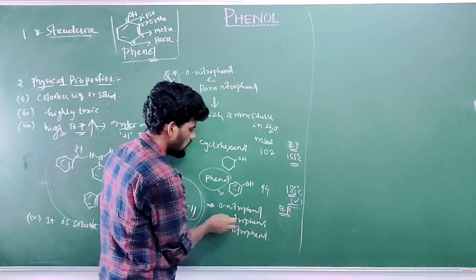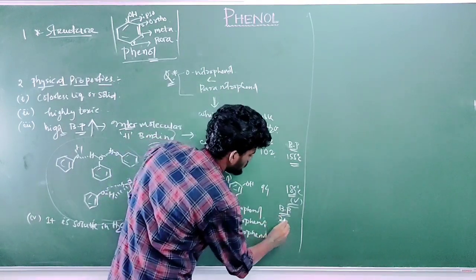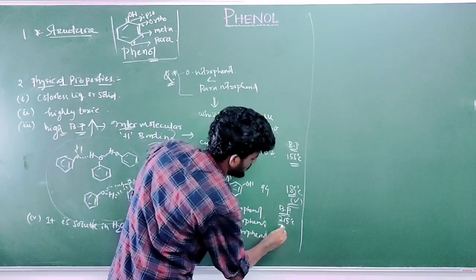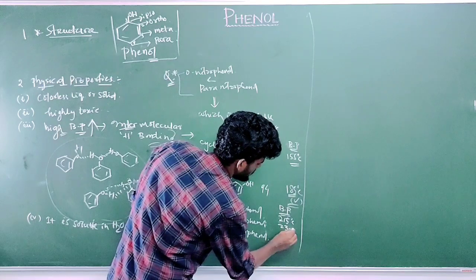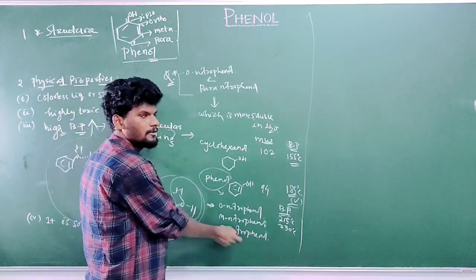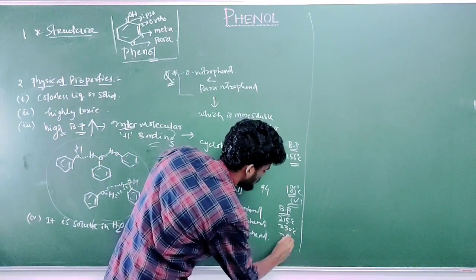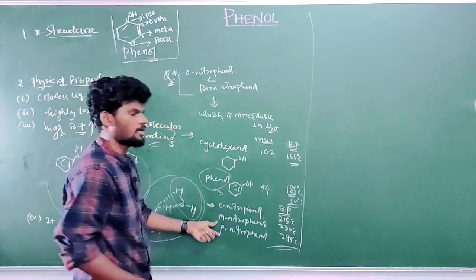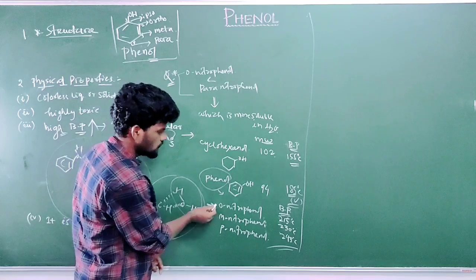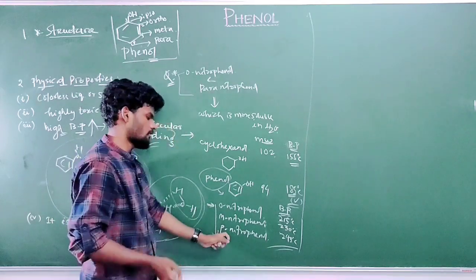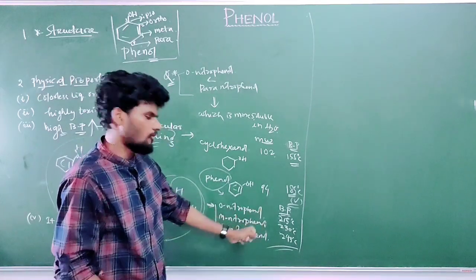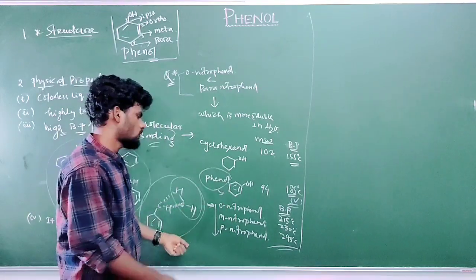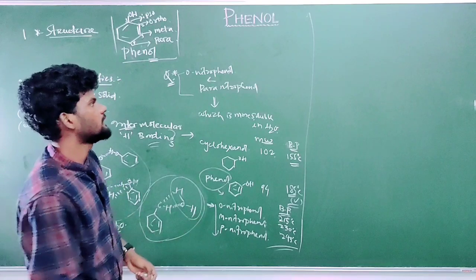The boiling point of ortho nitrophenol is 215 degrees Celsius, meta nitrophenol is 230 degrees Celsius, and para nitrophenol is 245 degrees Celsius. So what is the order among ortho, meta and para nitrophenol? It increases, meaning para nitrophenol has a greater boiling point than meta nitrophenol, then ortho nitrophenol. Okay, so this is the order. What is the reason behind it?